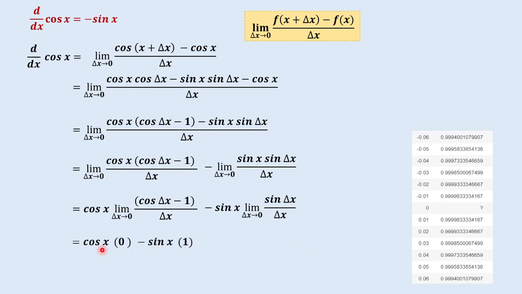Therefore, we have cosine of x times 0 minus sine of x times 1. So this part is 0, and this part would be 1. So simplifying, this would be 0. So what's left would be negative sine x times 1, and that is negative sine x.